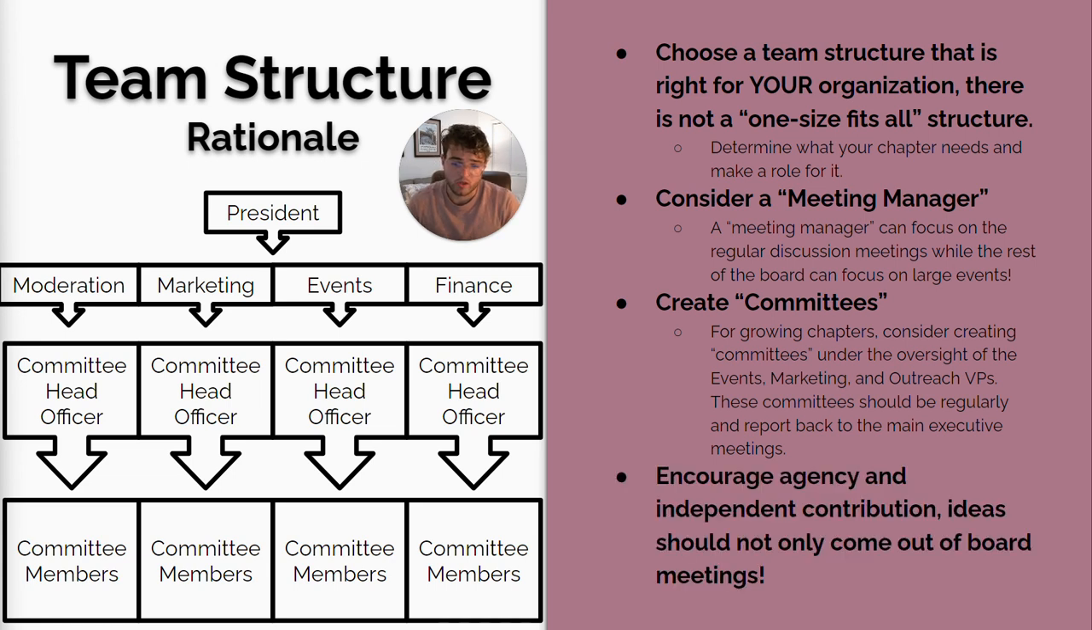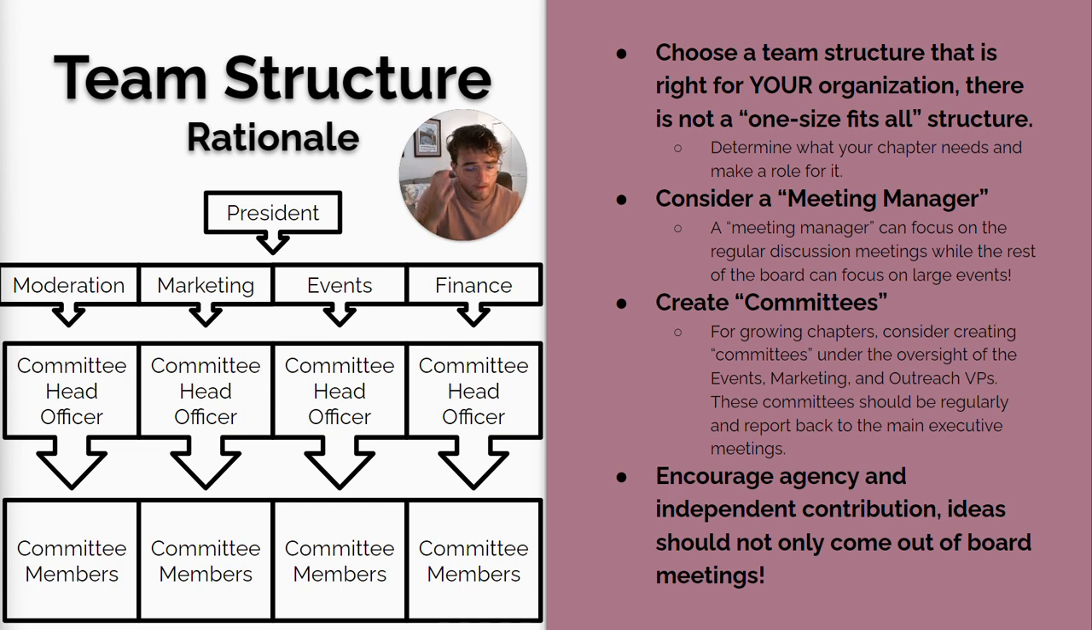You also want to encourage agency and independent contribution. Ideas should not only come out of your board meetings, and that's why having a team structure is vital to make sure that each team member has their own role, kind of their own lane. Obviously, everyone's contributing to this main mission, but we want to make sure that each board member is able to find agency and contribute to whatever their role is, whether it's finance, events, marketing, moderation, something like that. So that's basically the rationale why team structure is important and certain areas where you can expand on the team structure.